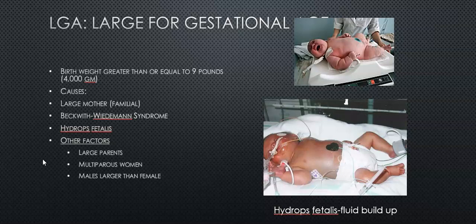Let's switch gears now and go to the LGA baby, the large for gestational age baby. This is a baby that is greater than 4,000 grams, and there can be different causes for this. It can be a familial history. So maybe this mom just has bigger babies, or let's say she has diabetes. We talked about the issue with babies who are born to moms who have diabetes, and they typically are bigger. You can have mom having a condition such as Beckwith-Wiedemann syndrome. You can have a baby that has hydrops fetalis, and that's a buildup of fluid. That is sometimes seen in babies with the RH factor that we talked about earlier this semester. There are other factors too. If you have large parents, so the familial history, this is a multiparous woman, and your male babies are sometimes bigger than your female babies.